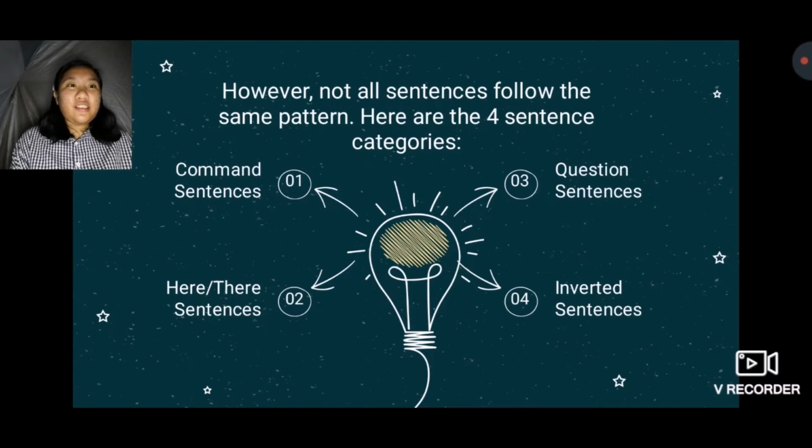However, not all sentences follow the same pattern. So here are the 4 sentence categories. Number 1 is the command sentences. Number 2 is the here or there sentences. Number 3 is the question sentences. And then number 4 is the inverted sentences.